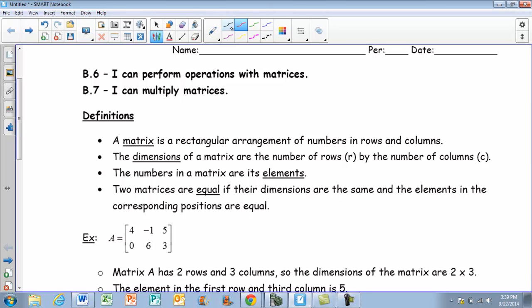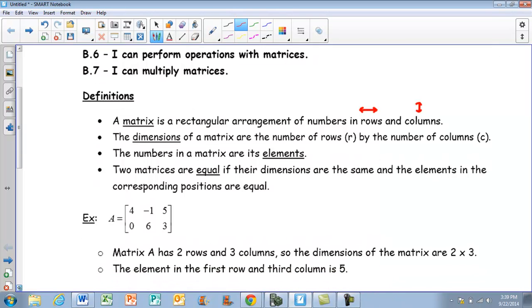A matrix is a rectangular arrangement of numbers in rows and columns. Your rows are always going to go left to right, or horizontal, and your columns are going to be up and down. The dimensions of the matrix are the number of rows by the number of columns. The numbers within the matrix are called the elements. And two matrices are equal if their dimensions are the same and the elements in the corresponding positions are the same.